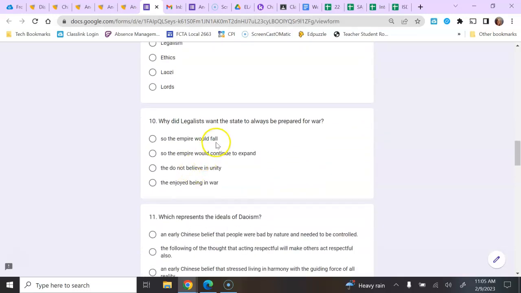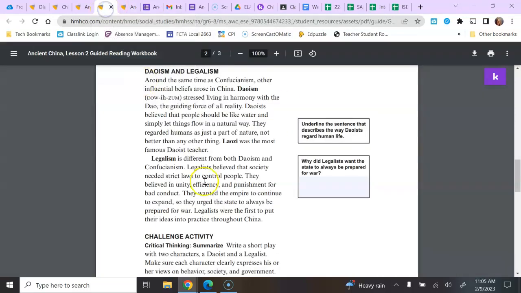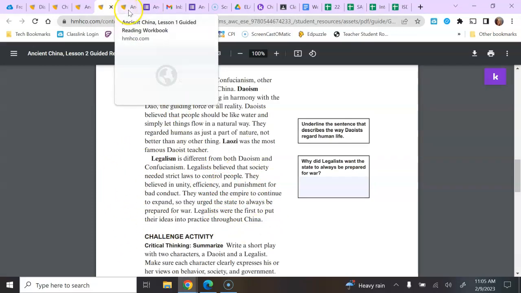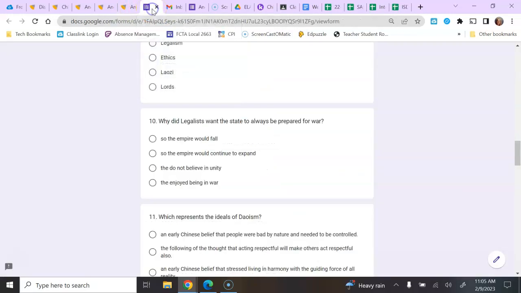Number 10, why did legalists want the state to always be prepared for war? I just read that in that last paragraph on legalism. Okay, so go back and revisit, rewind the video if you need to. Why did they want them to always be prepared for war? So the empire would fall, so the empire would continue to expand, they do not believe in unity, or they enjoyed being in war.